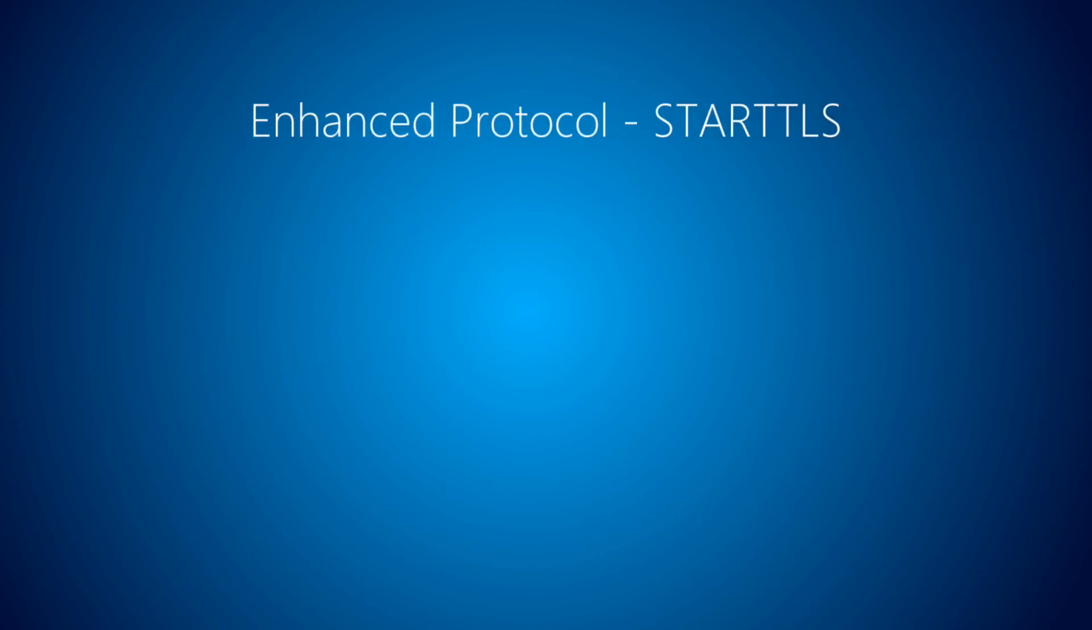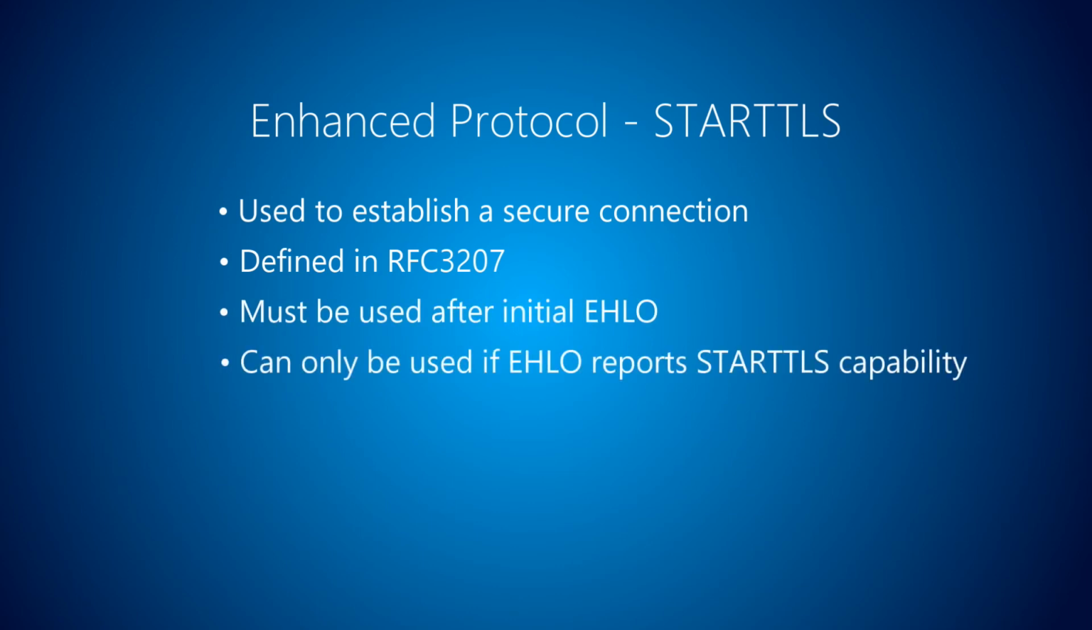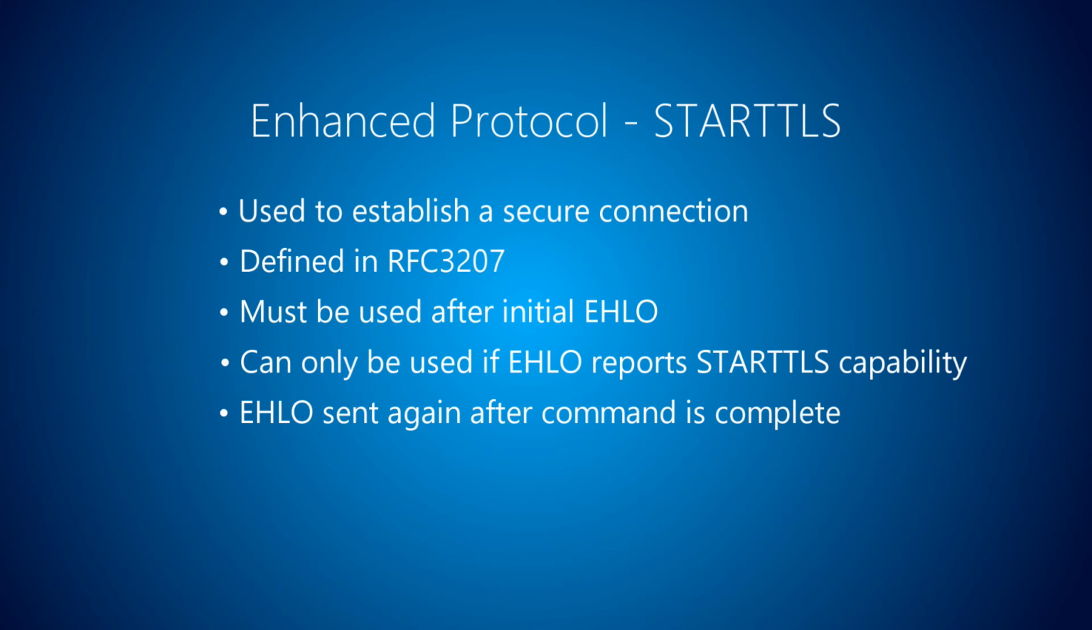The STARTTLS command is used to initiate the transition to a secure connection once an initial unencrypted connection has been made to an MTA. The STARTTLS command must be sent after the EHLO command, since the response to EHLO will show whether STARTTLS is supported by the MTA. After the command has been sent, the client and server negotiate the transition to a secure connection. Then the SMTP conversation restarts with the EHLO command. EHLO must be sent again because the MTA may advertise different capabilities when using an encrypted connection.